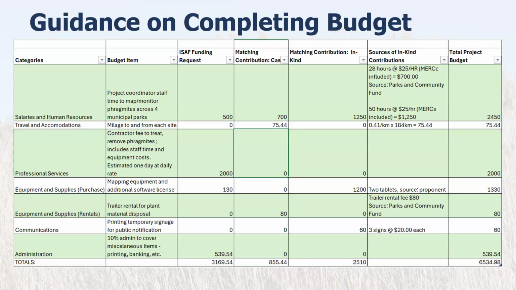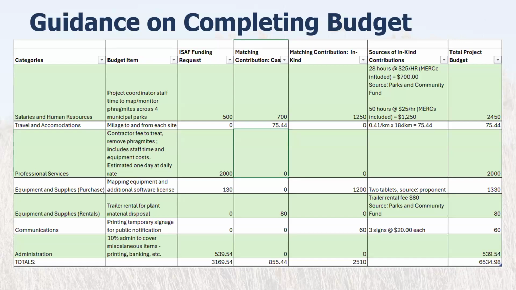Equipment and supplies rental, they're looking for a trailer rental for plant material disposal. They're going to contribute that $80 in cash, and that's coming in again from the fictitious Parks and Community Fund. They're not requesting anything from the Invasive Phragmites Control Fund for this line item. Same with communications, they want to print temporary signage for public notification. They're going to contribute that in kind, so $60. Maybe that's being donated by the signage company. Maybe it's signage that they've already got on hand. And that's going to come in as in kind. So that is $60 for 3 signs at $20 each.